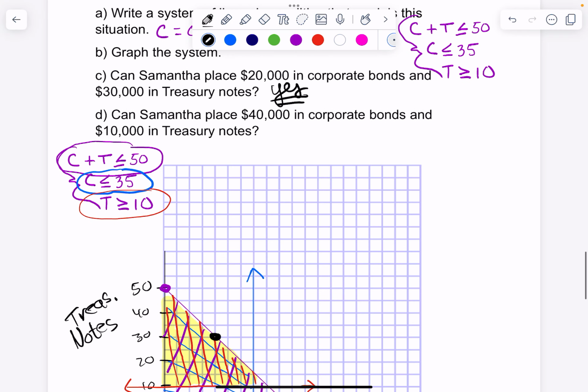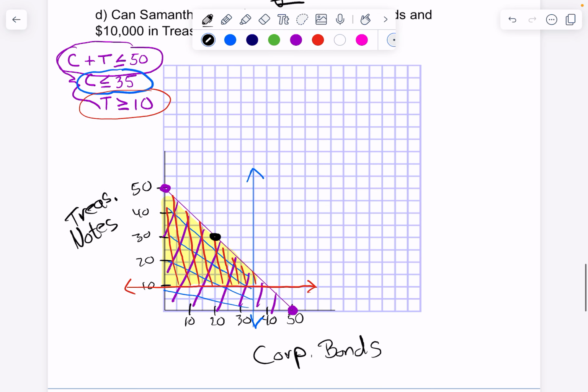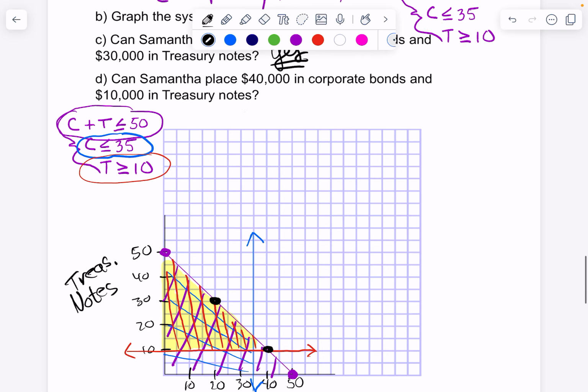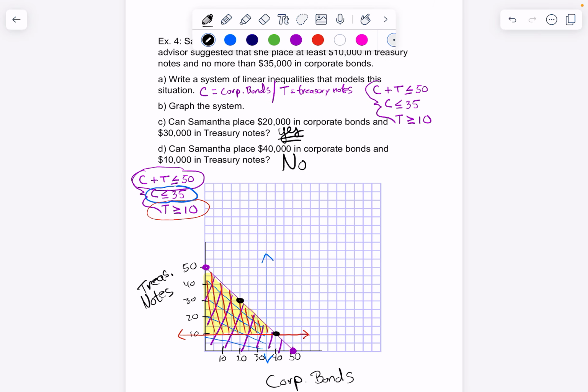Now, how about, can Samantha place 40,000 in corporate bonds and 10,000 in treasury? Well, that will put us over here. And that is outside of that solution set. Because remember, corporate bonds have to be less than or equal to 35,000. So that would be no. And that is the power of solving systems of linear inequalities.